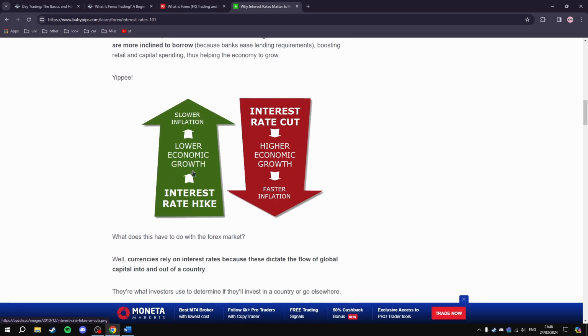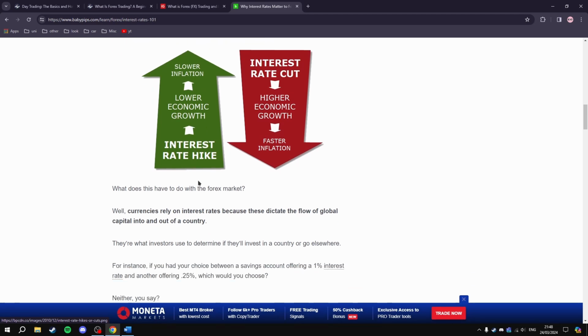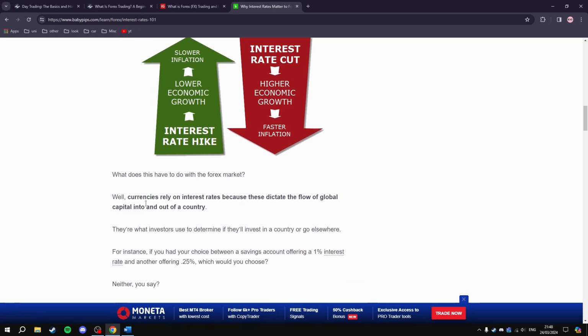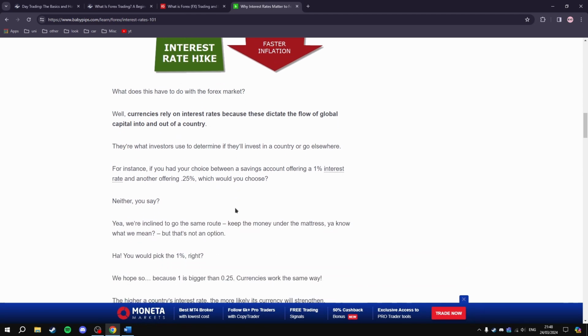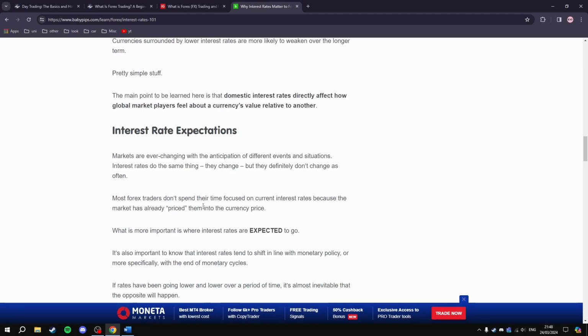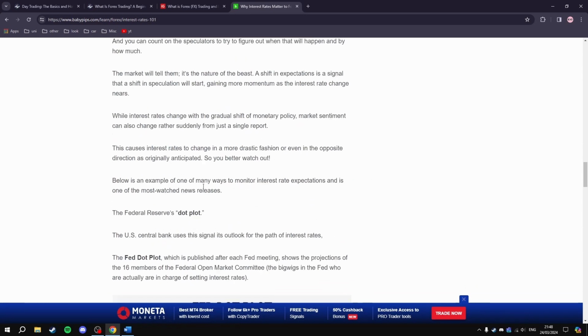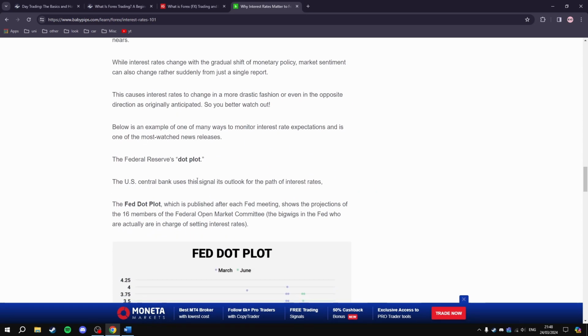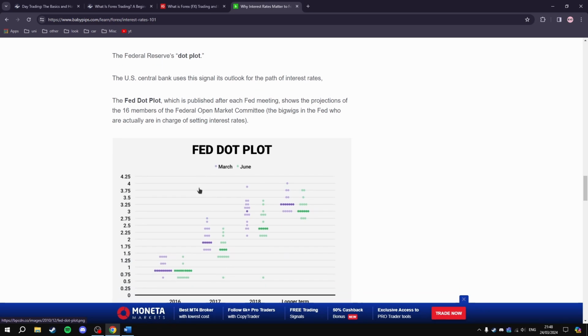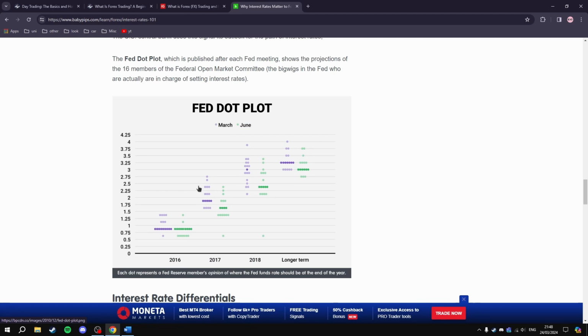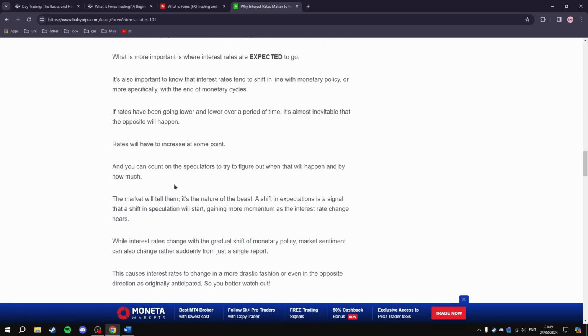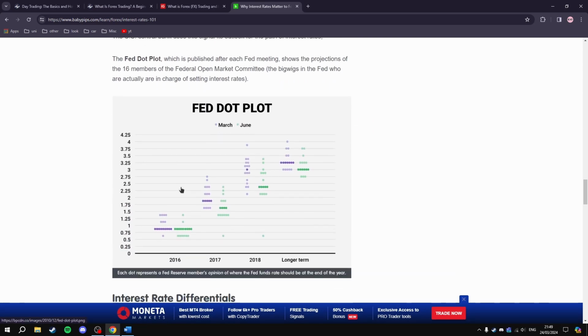When interest rates are increased, there's low economic growth, so there's slower inflation. Currencies rely on interest rates because these dictate the flow of global capital into and out of a country, and interest rate expectations, who decides it. So the Federal Reserve's dot plot shows the predicted, I think, 16 members of the market committee, and it shows what they think, where the interest rate is expected to go.